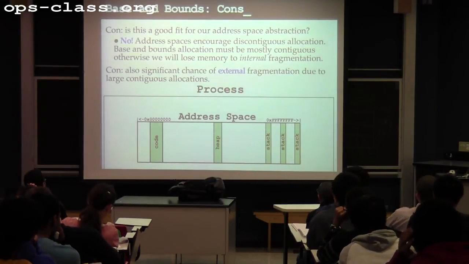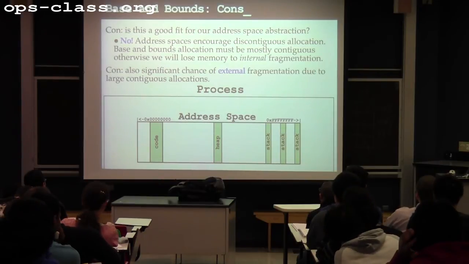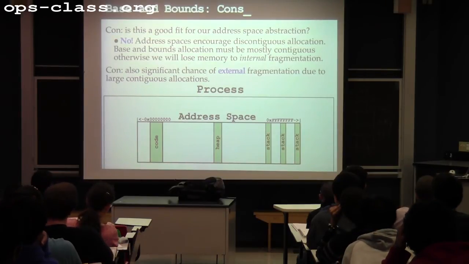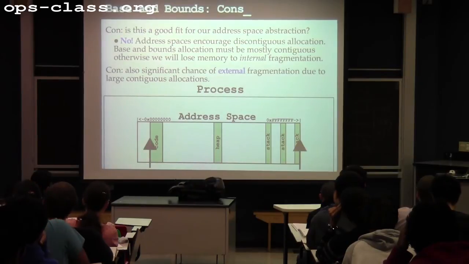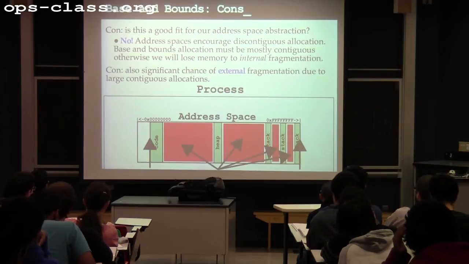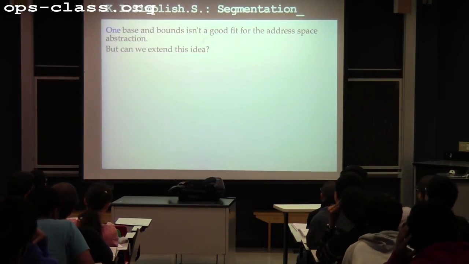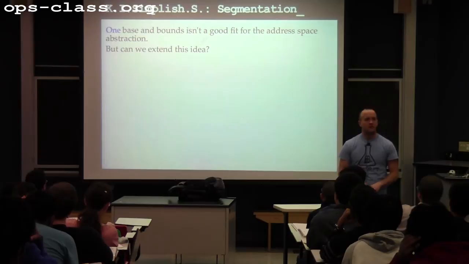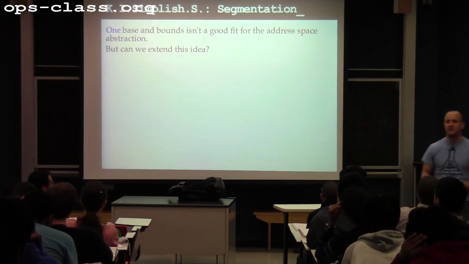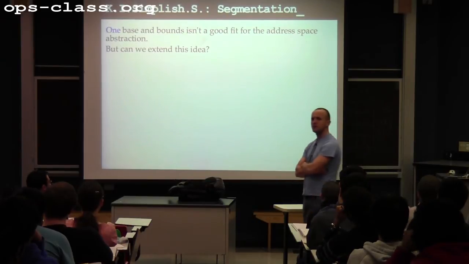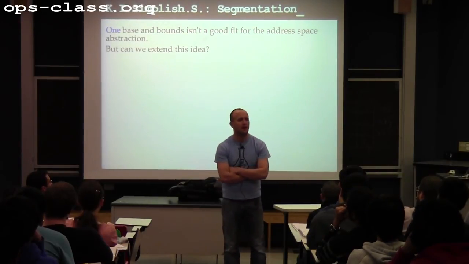And again, there are these big gaps of unallocated space inside most process address spaces. This is a nice thing about the address space abstraction, but it makes it a bad fit for base and bounds. All this unallocated red area with big arrows pointed at it. Okay, but base and bounds is kind of nice, though. The simplicity of it is very attractive. But can I extend it just slightly and get this to be a better fit for my address space abstraction? What would be one way to do a minor modification to this approach that would allow me to cover address spaces more efficiently?